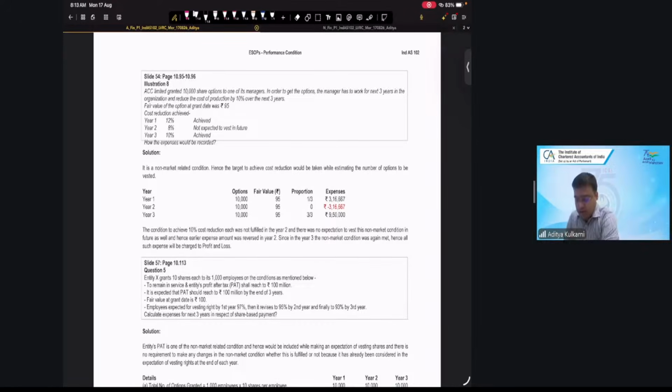Okay. ACC Limited granted 10,000 share options to one of its managers. In order to get the options, the manager has to work for 3 years in the organization and reduce the cost of production by 10% over the next 3 years. Fair value of option at grant date was rupees 95. Cost reduction achieved at the end of first year 12%, end of second year 8%, not expected to vest in future. Year 3 10% achieved. How would the expenses be recorded?